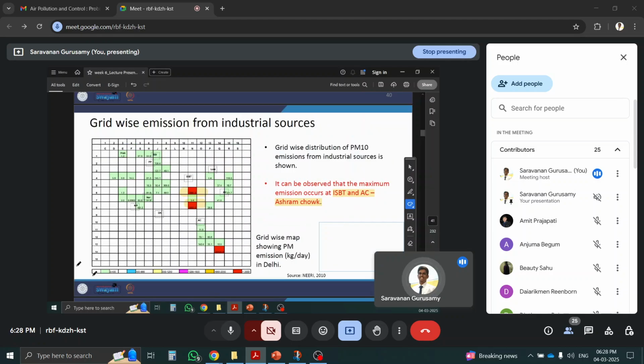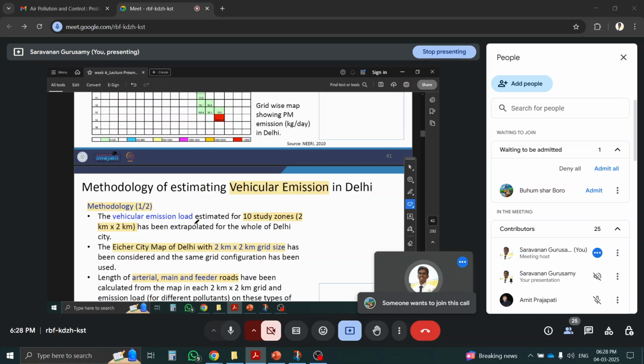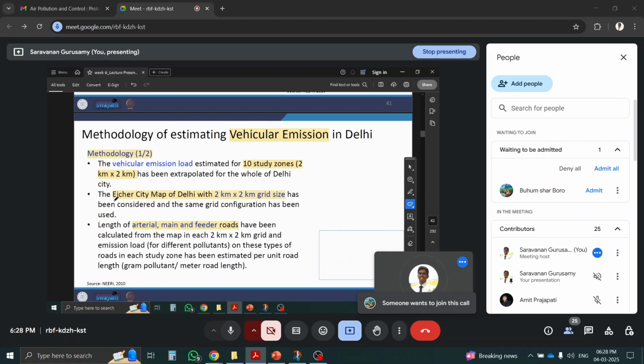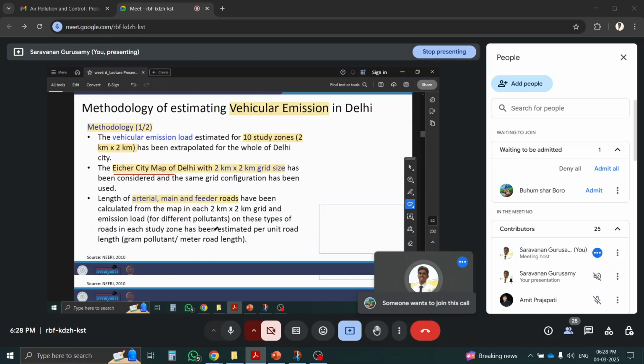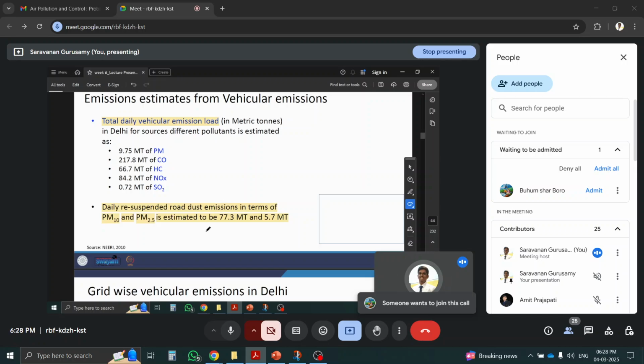So this is again a grid map for the emissions from the industrial source. Here you can see ISBT and Ashram Chowk, the locations which have lots of pollutant emission. So that was mapped with the city map of Delhi, and the methodology they have adapted is total length of, as I mentioned, three lanes they have considered. One is arterial roads, main road, and then feeder roads are all taken into consideration.